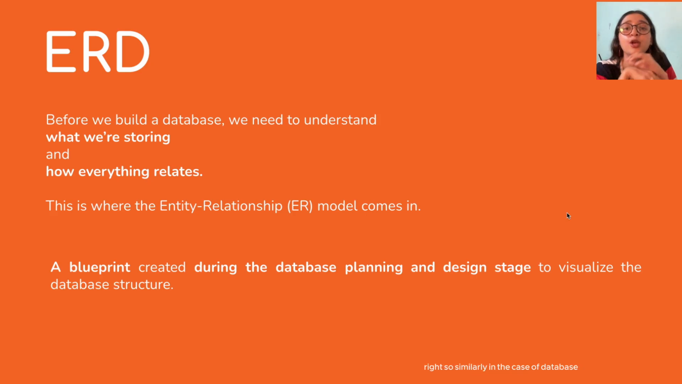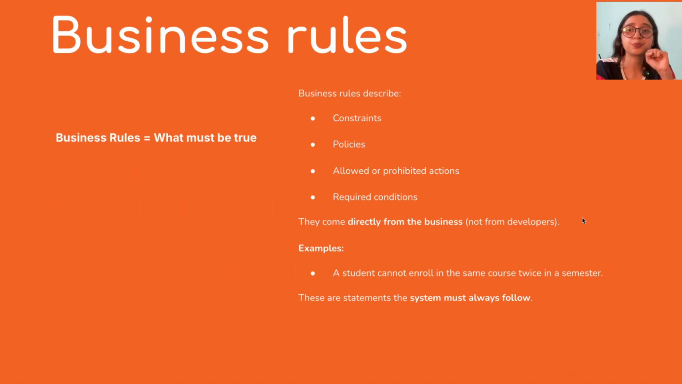Similarly, in the case of a database, before we build a database, we need to understand what we are storing and how everything relates. And this is where the entity relationship diagram comes into play. It's a blueprint created during the database planning and designing stage to visualize the database structure. Simple enough, right? Now let's move on.